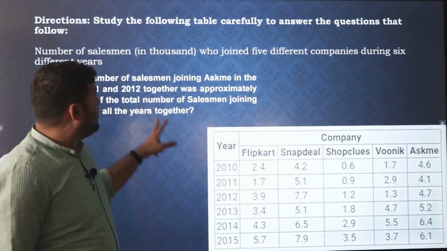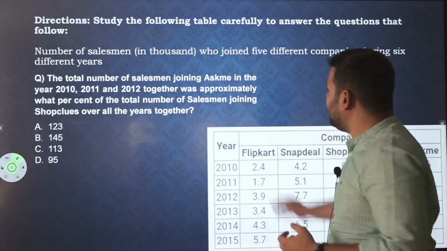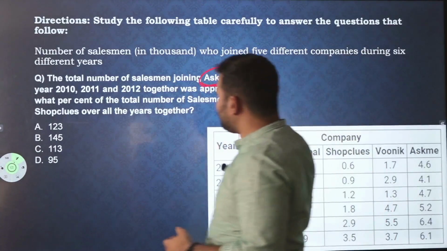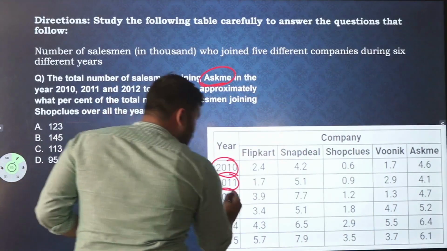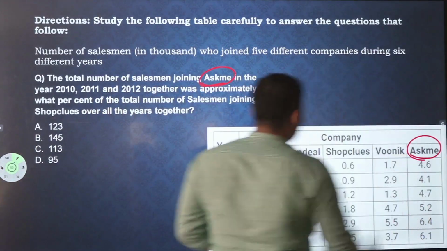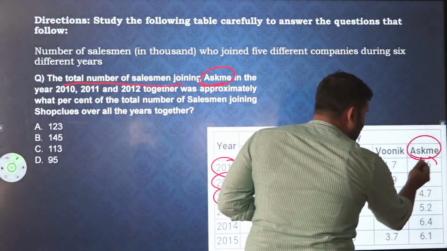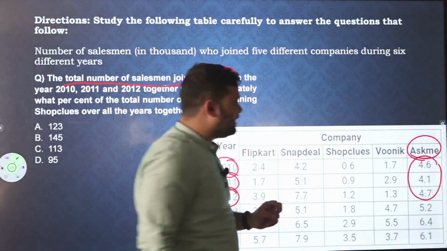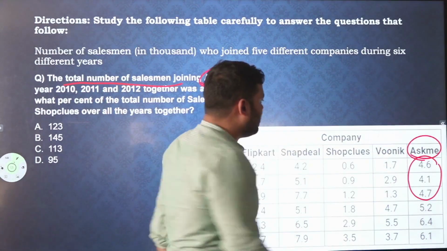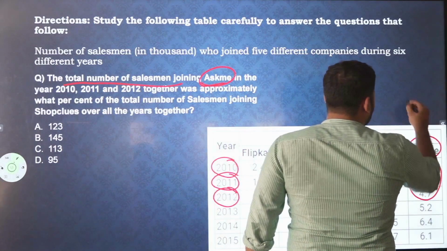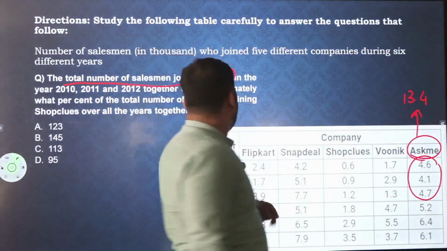Now here, what are they asking? They're asking the total number of salesmen joining AskMe in 2010, 11, and 12. Here there is AskMe. The total number of salesmen in these 3 years is going to be the sum of these 3. That is 4.6 plus 4.1 plus 4.7. It is going to be 13.4.